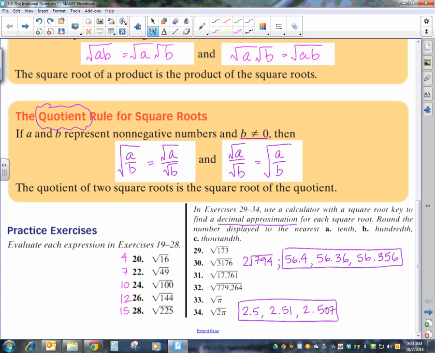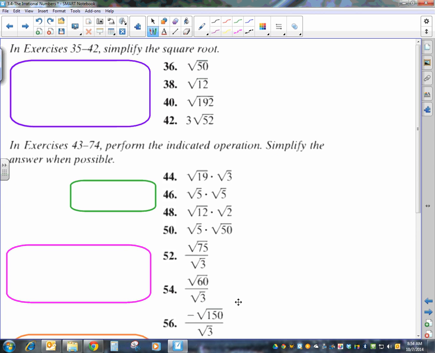Again, you should be putting them in your calculator and making sure that you know how to do these problems and how to use your calculator. Okay, so the next set of problems, we're going to talk about simplifying the square root. When we simplify, what you want to do is look for the largest perfect square that is a factor.